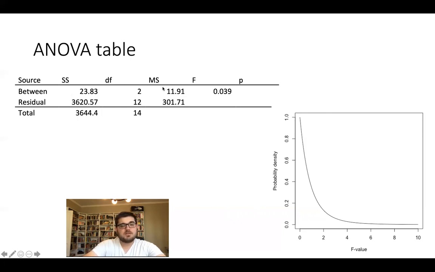That gives you a mean square. So 23.83 divided by 2 is 11.91. The ratio of the mean square for the between groups variance and the mean square for the residual variance is just 11.91 divided by 301.71. That comes out to 0.039. That's our F value.